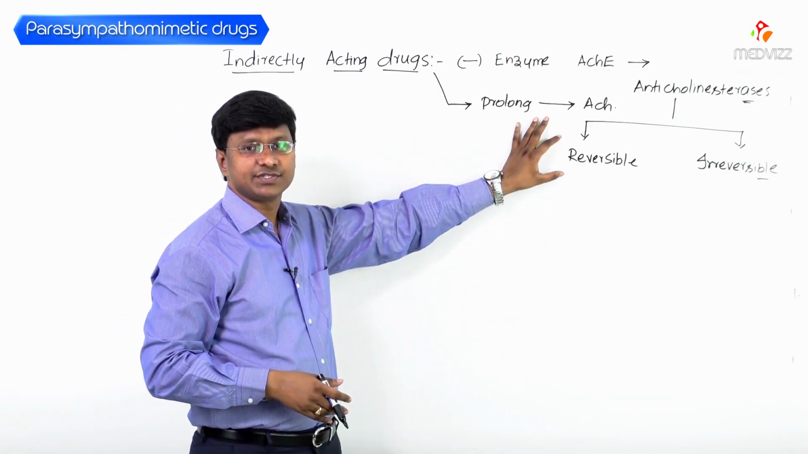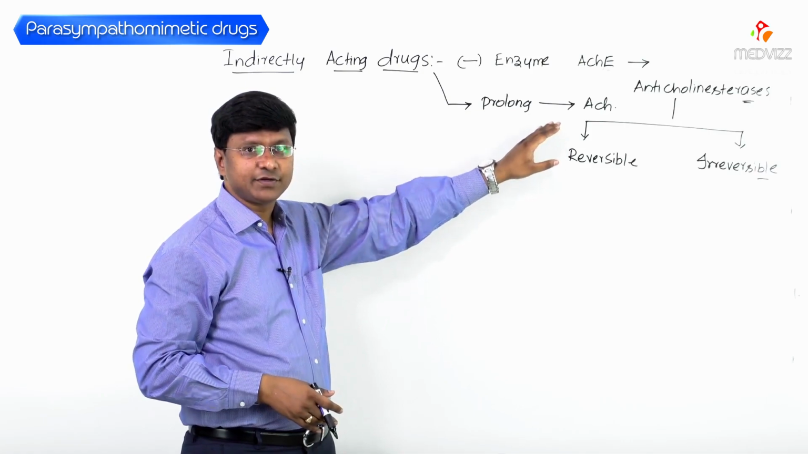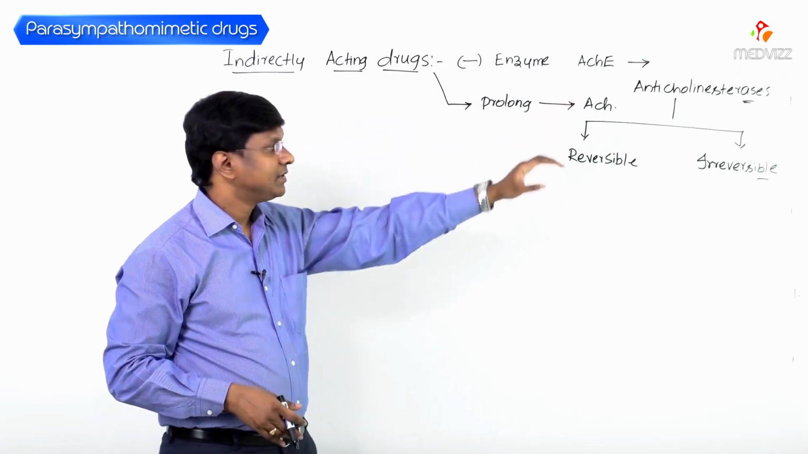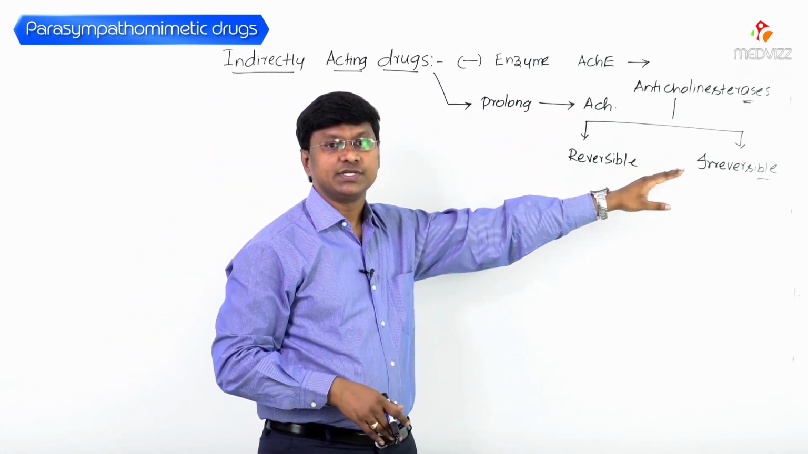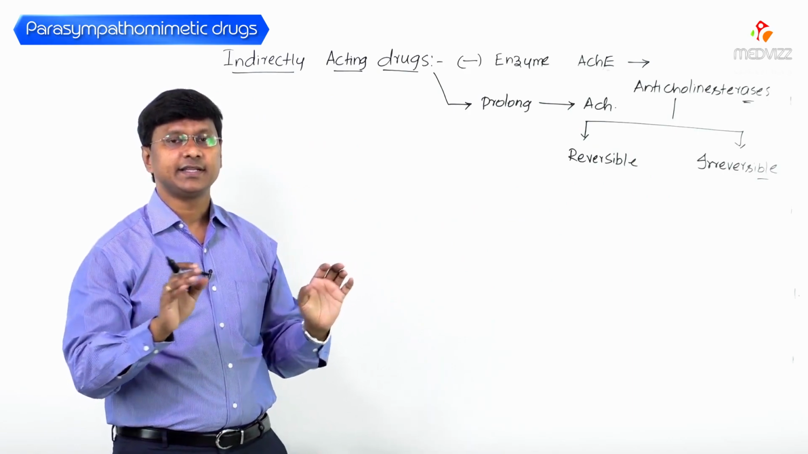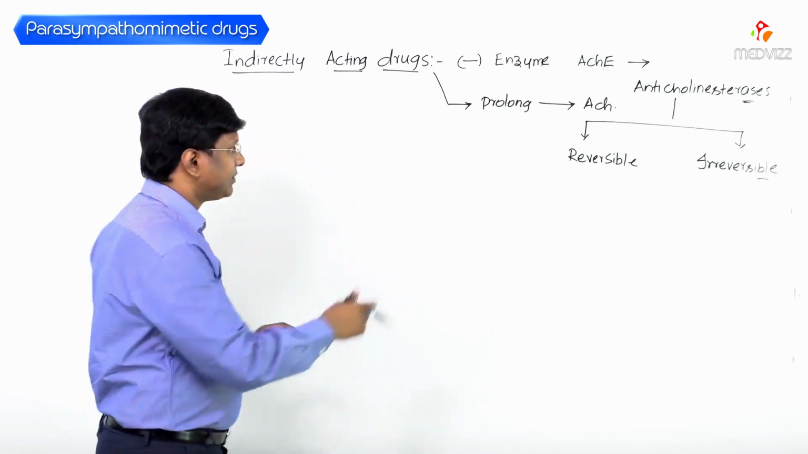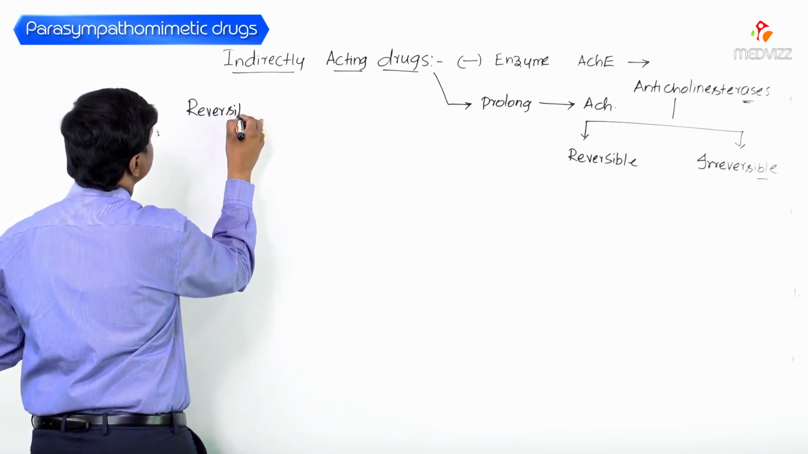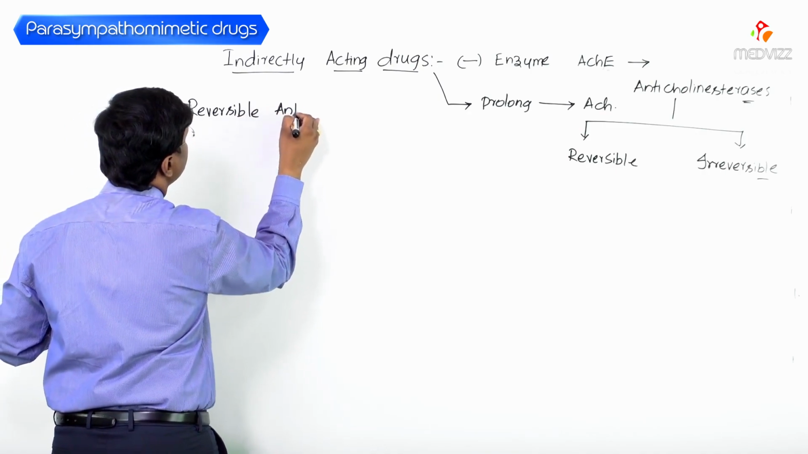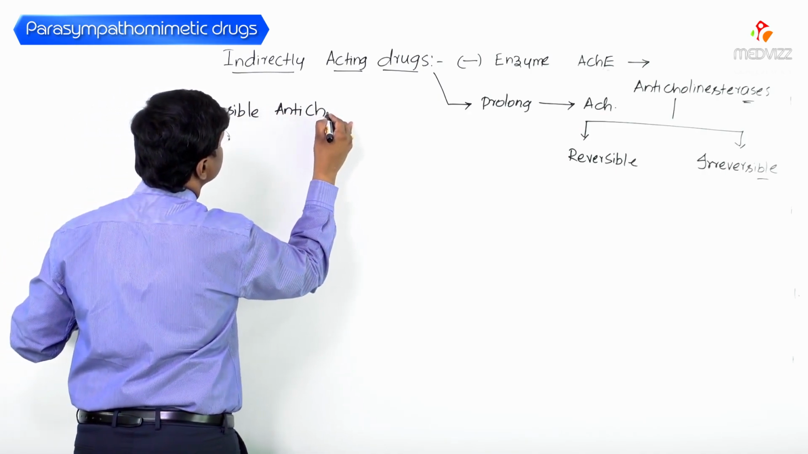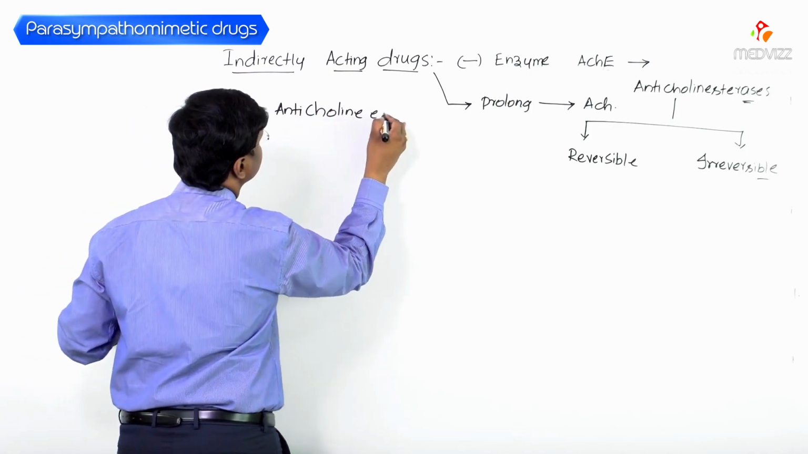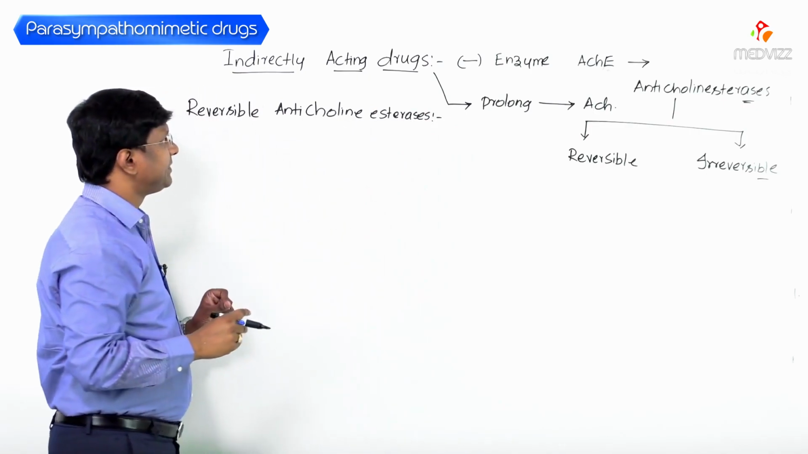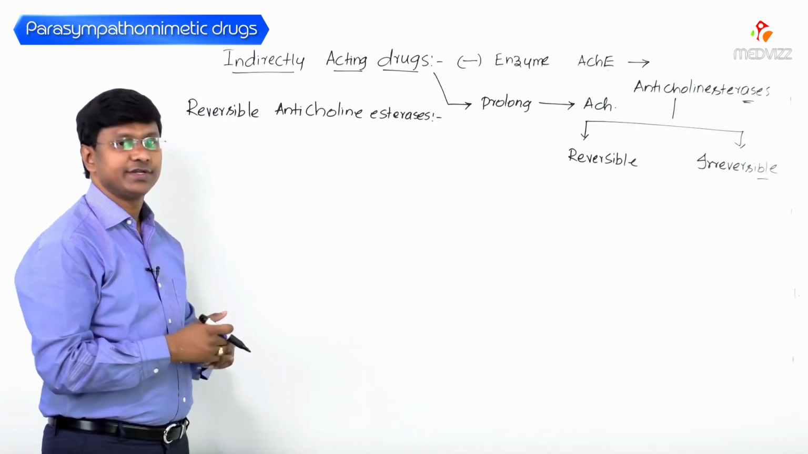With reversible cholinesterase inhibitors, once the effect of the drug is over, the cholinesterase will regain its activity, whereas irreversible anticholinesterases will permanently inhibit the cholinesterase enzyme. Now first let me discuss the reversible anticholinesterases.